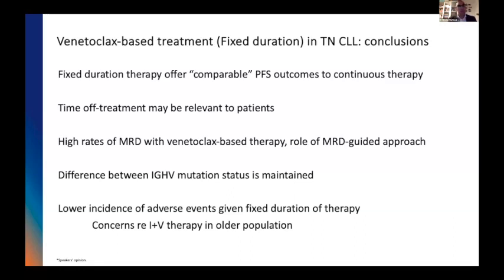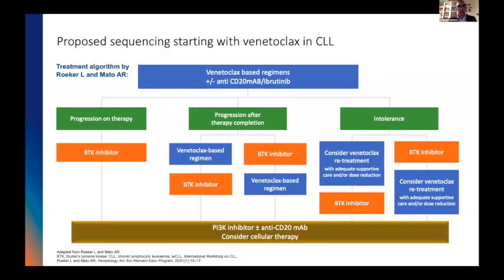There seems to be a difference in IGHV mutation, except for the MRD guided approach, and we'll see if that is another reason to advocate for it, and the concerns from I+V in the older population. So this is what we would do in an algorithm, and I'm going to move slightly quickly. There is some evidence that you can repeat venetoclax-based regimens, but ideally you would want to change mechanism of action if you can, particularly if they progress on therapy or the progression is close to the end of therapy, whereas if they have a longer PFS, then you might want to consider venetoclax again in a different regimen or continuous.